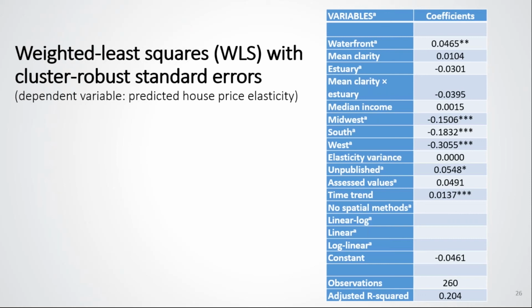We see the regional dummies have a significant effect on elasticities related to water clarity, with Midwest, South, and West all having negative signs. This suggests that the elasticities with respect to water clarity in the Midwest, South, and West are all significantly less than the Northeast. We also see that unpublished studies have a significantly larger elasticity than those in the peer-reviewed literature by about 0.05%. Finally, our time trend variable has a significant positive sign, suggesting that elasticities have been increasing with the time of the study.